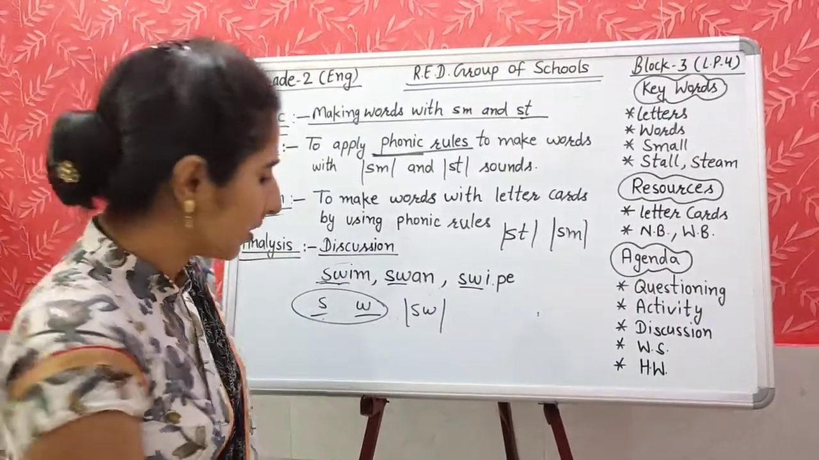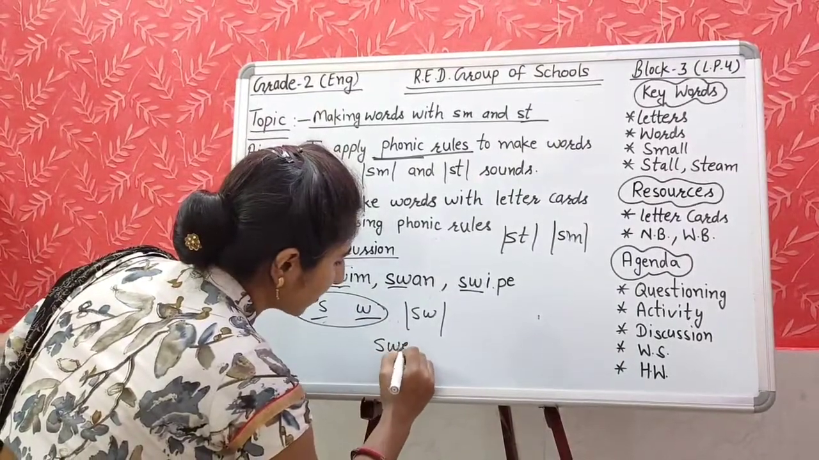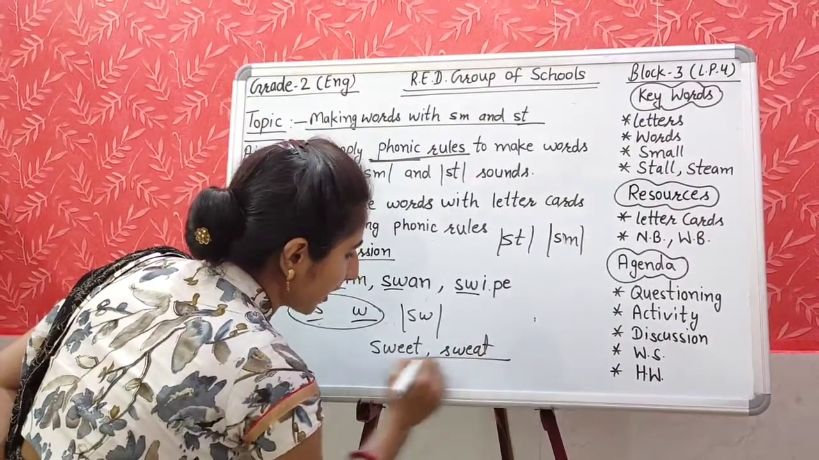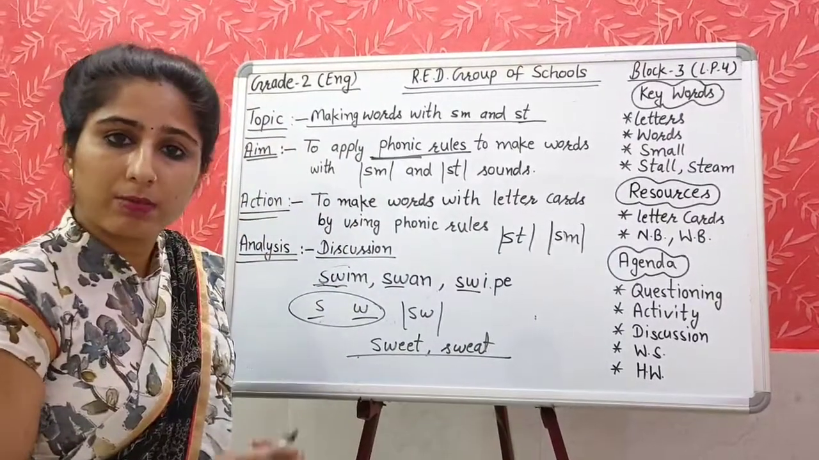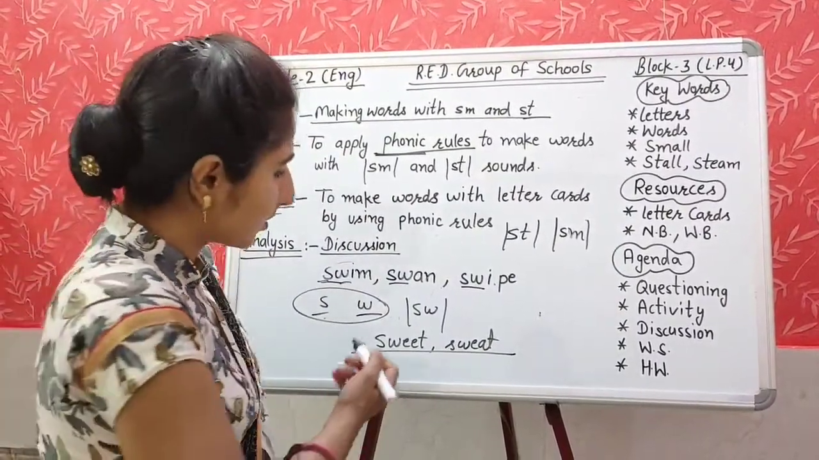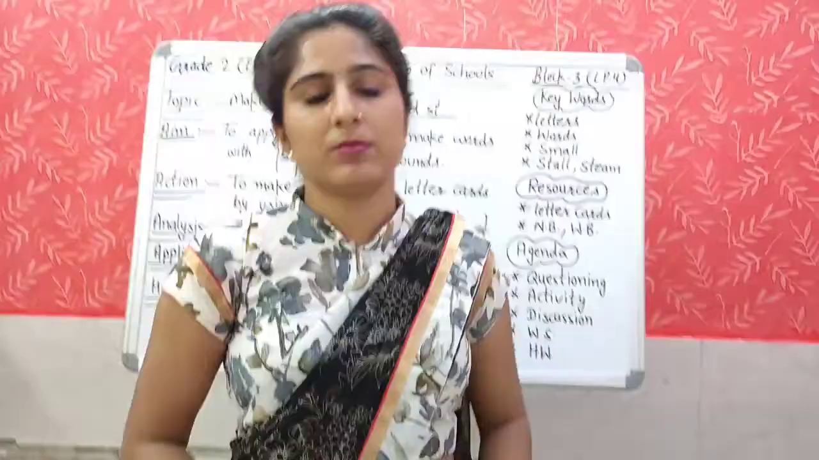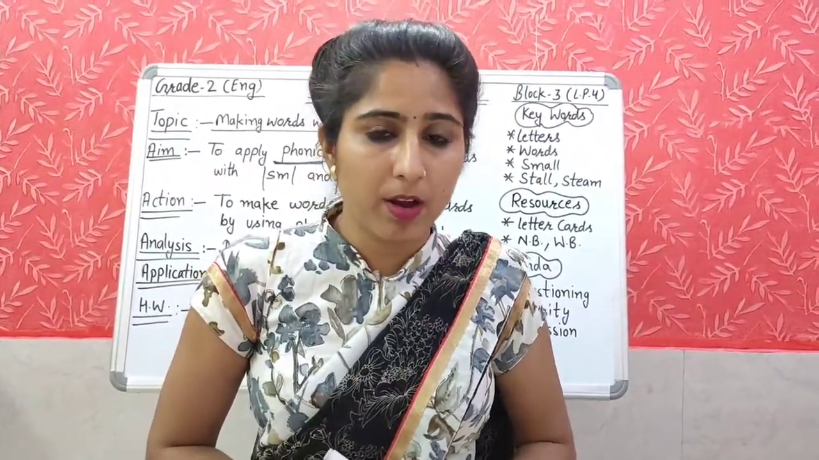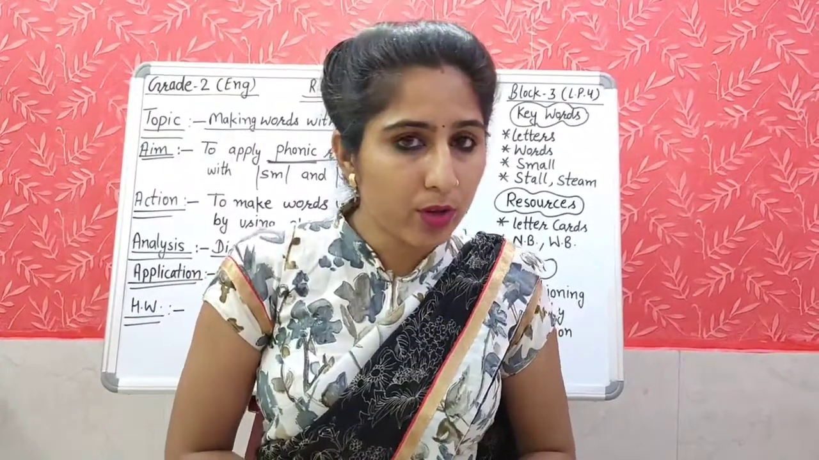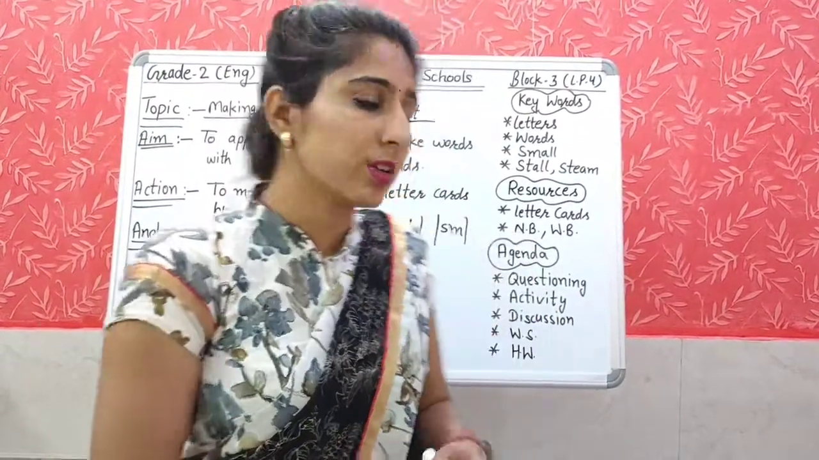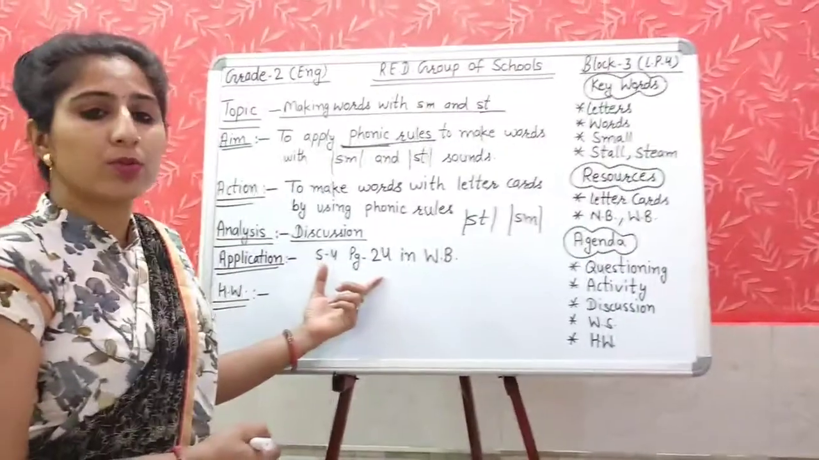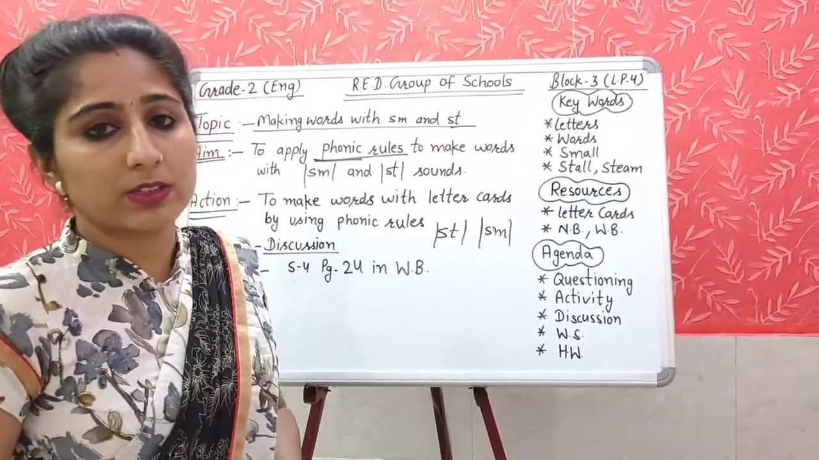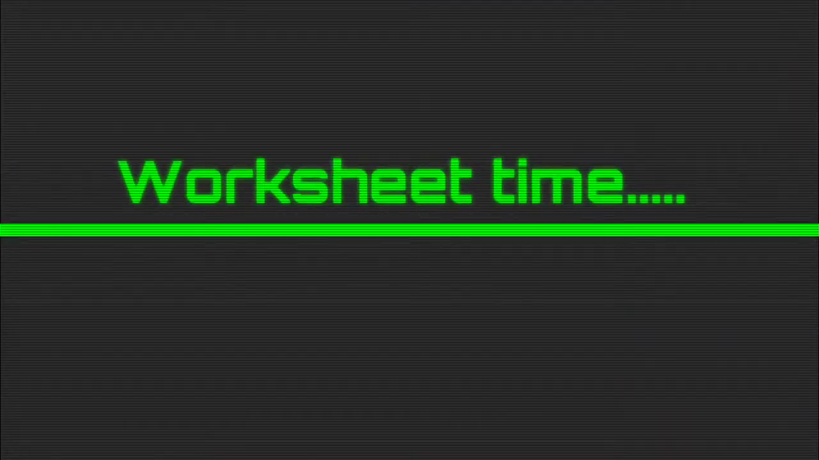Okay, can you make more words by using these blends? Yes, we can make, like sweet, sweat, and more words we can make by using the SW blend. Yes student, now it is time for the application part. What will you do? You will do your worksheet S4 and it is given on page number 24. And keep this in mind that you have to complete your worksheet within 10 minutes.